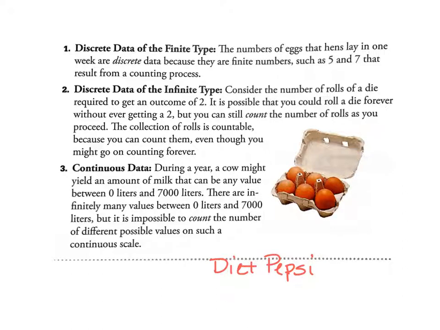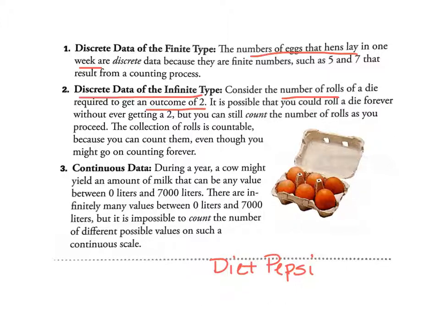A couple of good examples here of that type. Discrete: the number of eggs that hens lay in 1 week is discrete because you can count that very easily. How many eggs did they lay? There is such a thing as discrete of an infinite type, and this problem says consider the number of rolls of a die to get an outcome of 2. It may be 1, maybe 2, maybe 10. You could keep rolling that die for the rest of your life and never get a 2, but you can keep counting them.